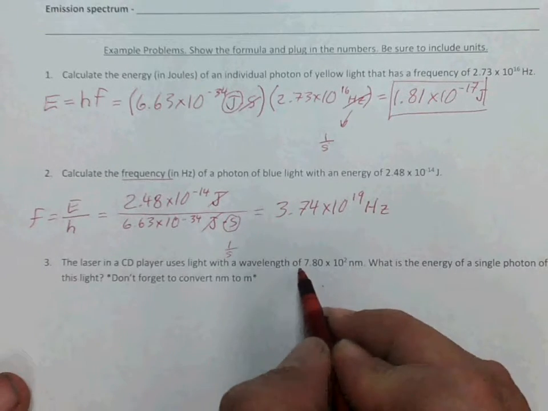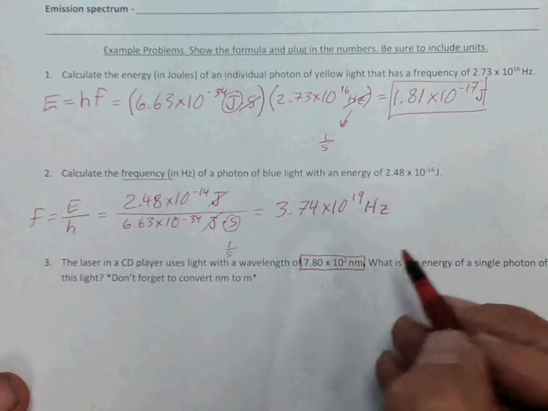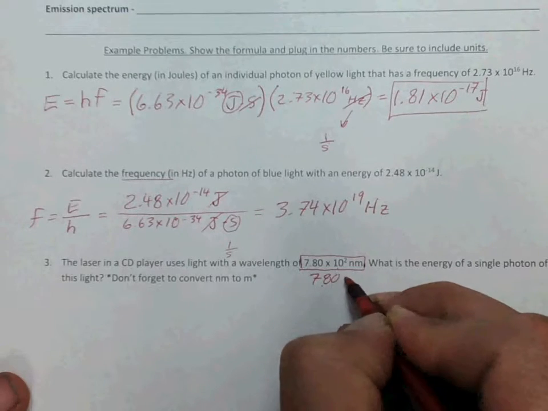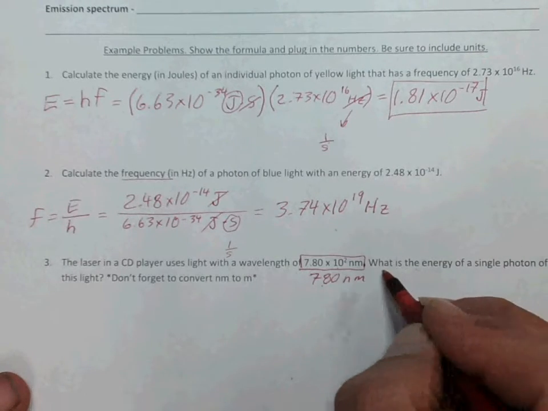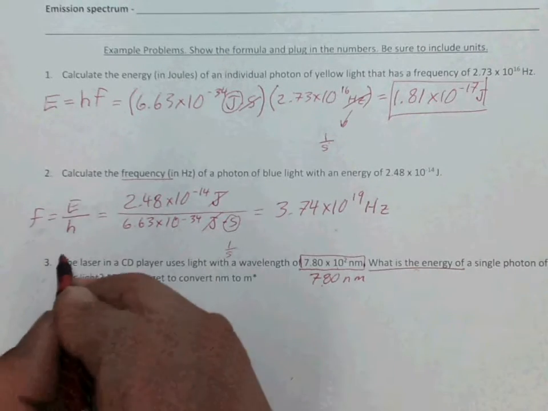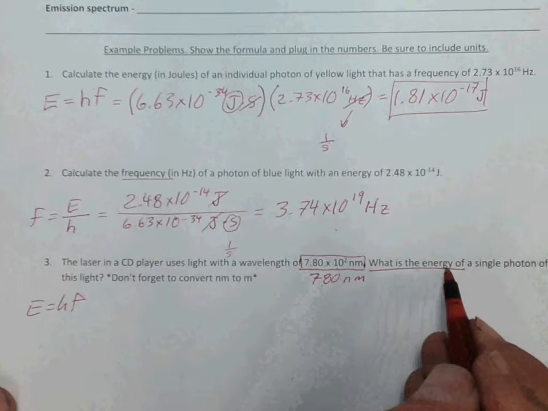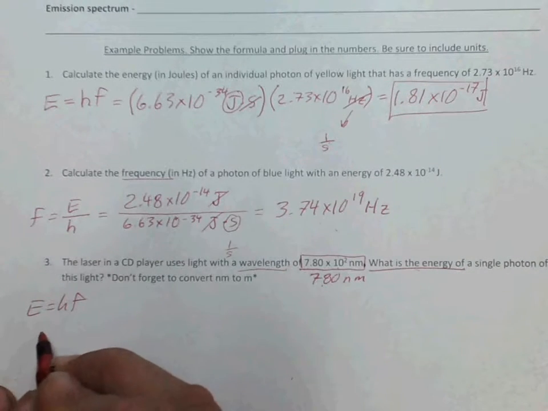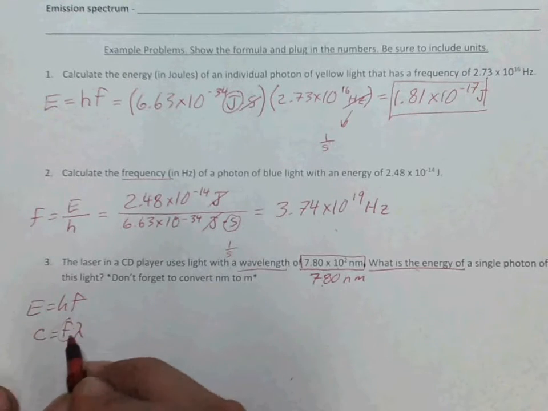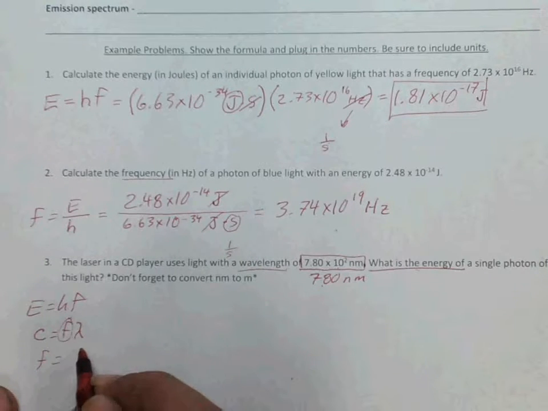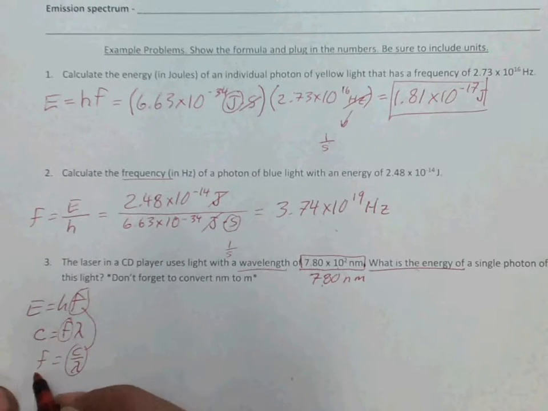The last problem gives us a wavelength in nanometers. 10 to the 2 is 100, so 7.80 times 10 to the 2 is 780 nanometers. It asks us, what is the energy? Well, the first equation, E equals HF, doesn't have wavelength in it, but we have an equation that does. C equals F times lambda. If I want to solve for F, I have F is equal to C divided by lambda. I can substitute this into the first equation for F.